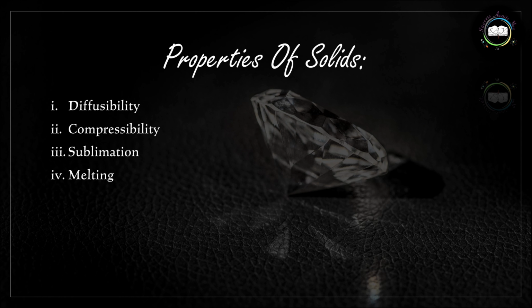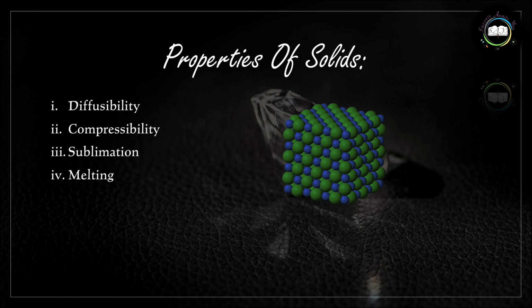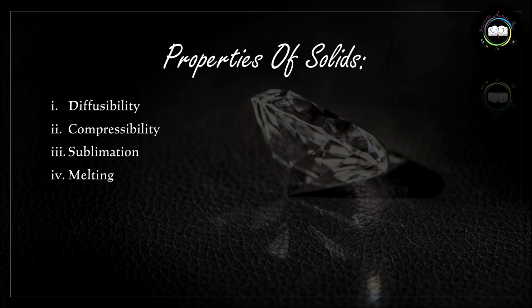It shows that diffusion in solids is possible, but it occurs very slowly. Number 2, compressibility. The compressibility of solids is nearly zero in terms of KMT. The particles of solids are so tightly bound together that only a little space is left. So we can say that by applying pressure on solids, no change in volume is observed. So solids are compressible to a negligible extent.